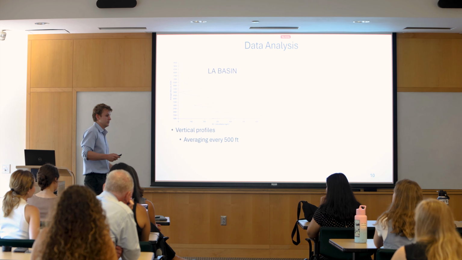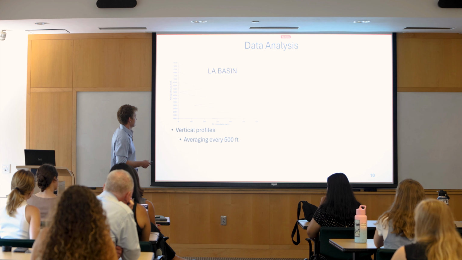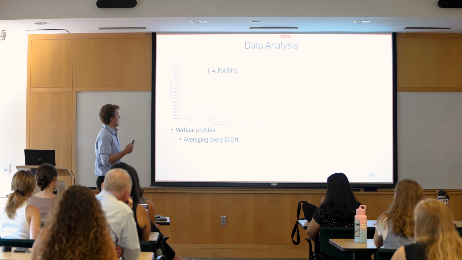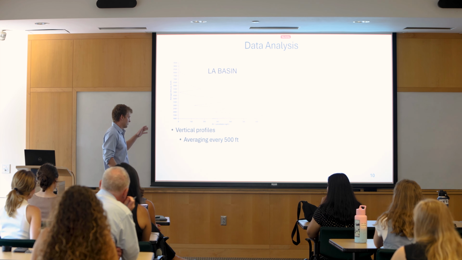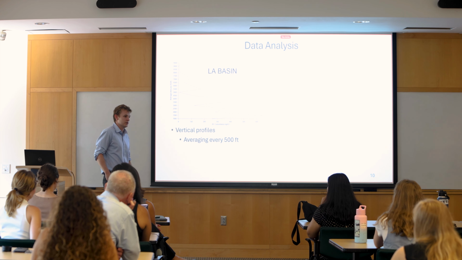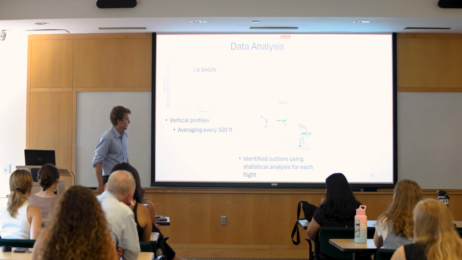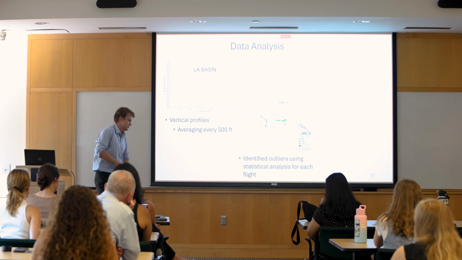So how we did this: first we did a data analysis. I wanted to find out where this black carbon lives in the atmosphere. So basically, I created a vertical profile, averaged every 500 feet, to see where it is. Next, we identified outliers using statistical analysis for each flight.